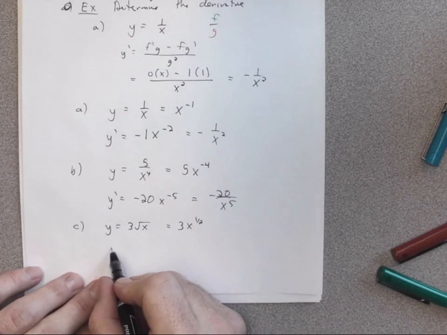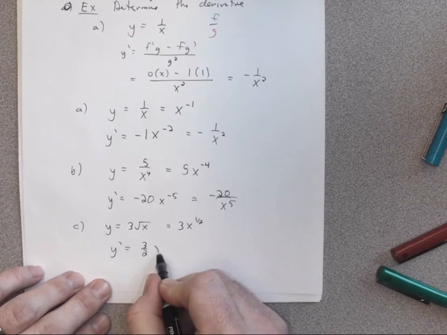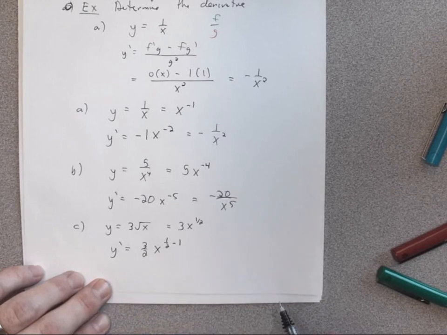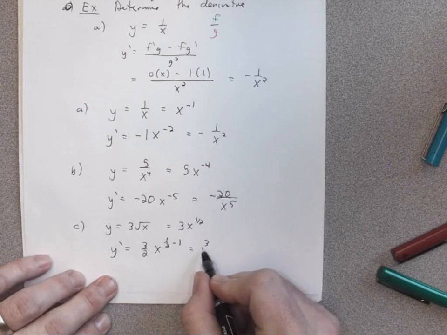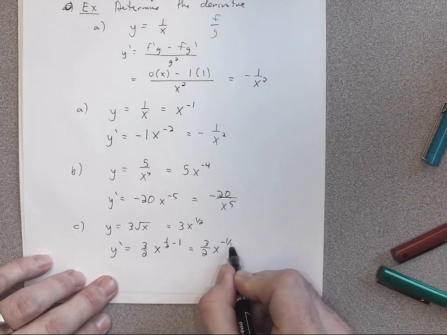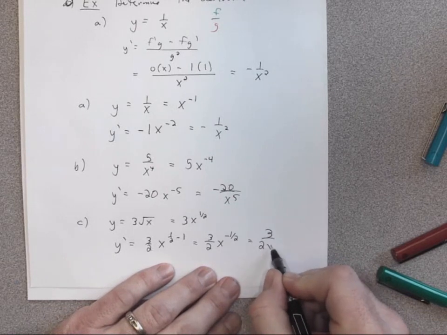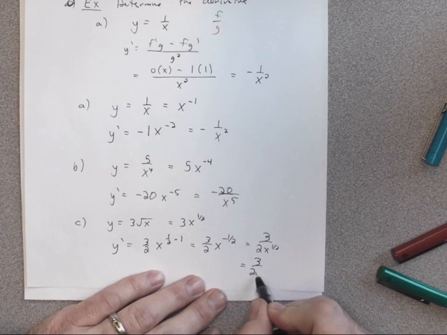So we can do the power rule just like this. So y prime is going to be 1/2 times 3, so 3/2, x to the, remember we're going to reduce it by 1, right? We're going to take 1 away from that. So reducing 1/2 by 1 is going to give you negative 1/2. So 3/2 x to the negative 1/2, which means that you have 3 over 2x to the 1/2, because that means the 1/2 is on the bottom, or 3 over 2 root x.